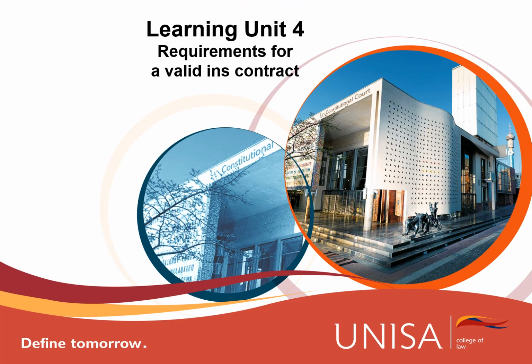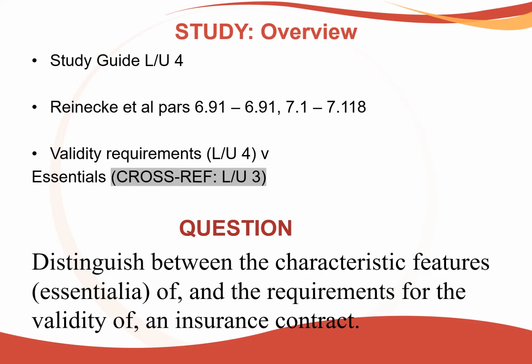Next, we deal with Learning Unit 4 on the requirements for a valid insurance contract. The slide provides an overview of the parts that you should study from the study guide as well as from Reinecke et al. Again, you should cross-reference back to Learning Unit 3. It's very important in this unit to distinguish between the characteristic features, the essentialia, which we've dealt with under Learning Unit 3, and the requirements for the validity of an insurance contract. That's then also the practice question, which you should set out to do after you've studied Learning Unit 3 and 4.